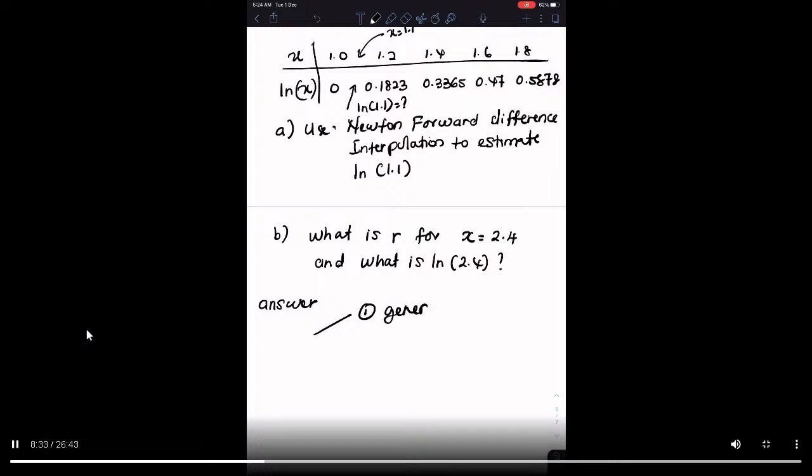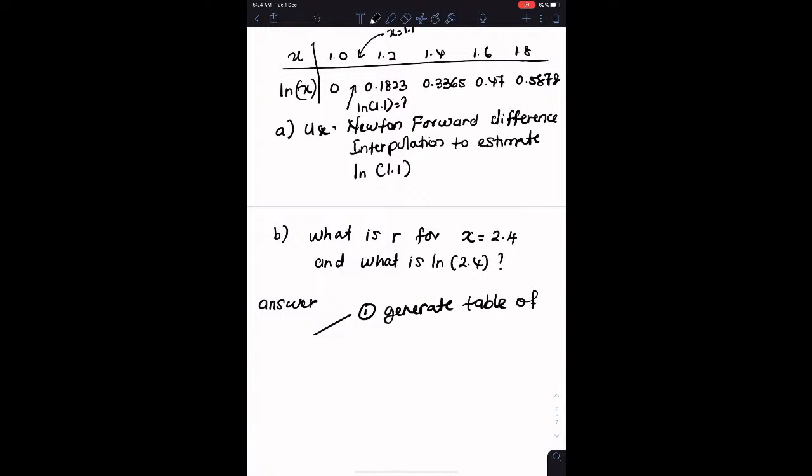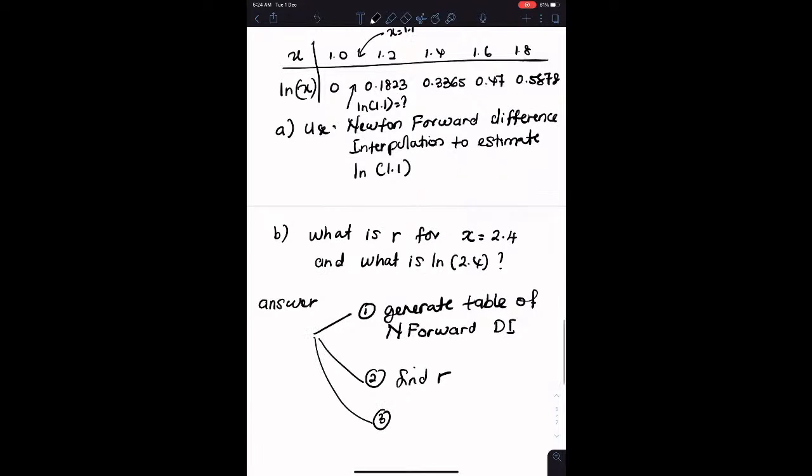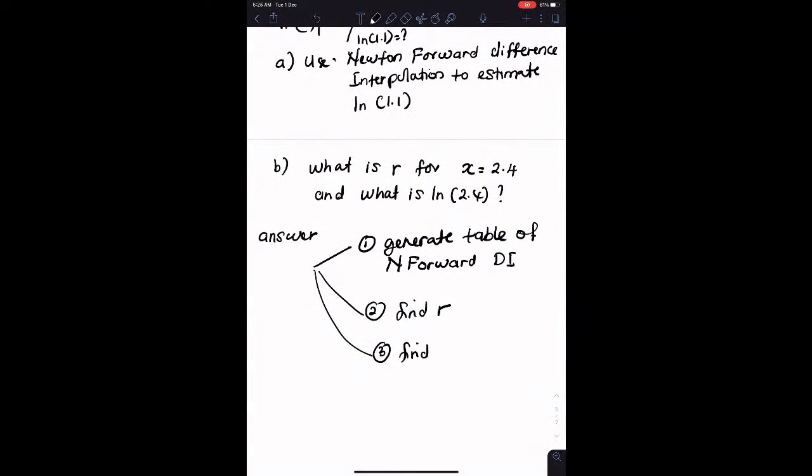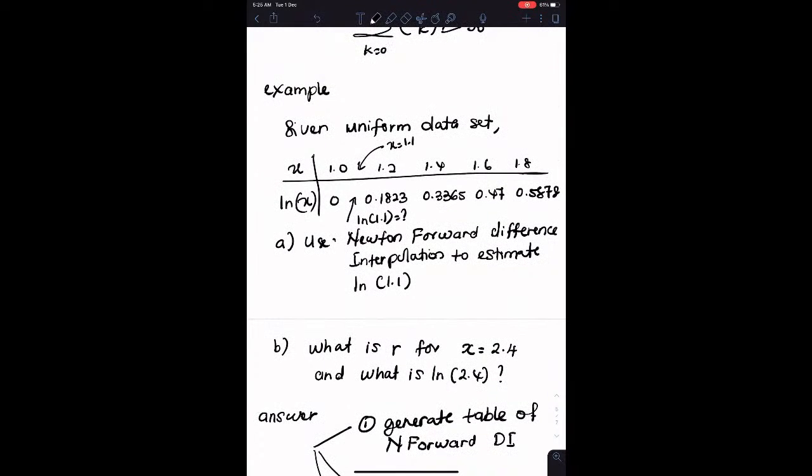The first step, as usual, is to generate the table for Newton forward. Second, you need to use the formula for P for X, and during that you need to find R and H. This is common. And what is P at 1.1? P4 in our case. Let's develop the table, and press your calculator to mode fix 4.